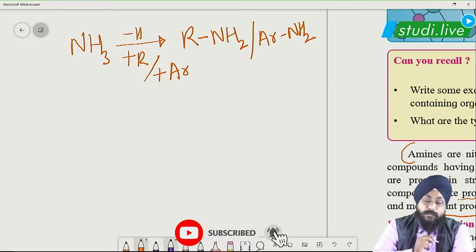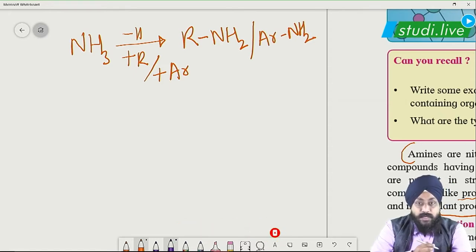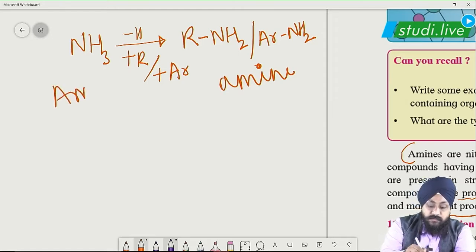So they are obtained from ammonia by replacing one or more hydrogen atoms of ammonia by an alkyl or aryl group. So this is going to be your amine over here. And what is this, students? It is going to be your ammonia.